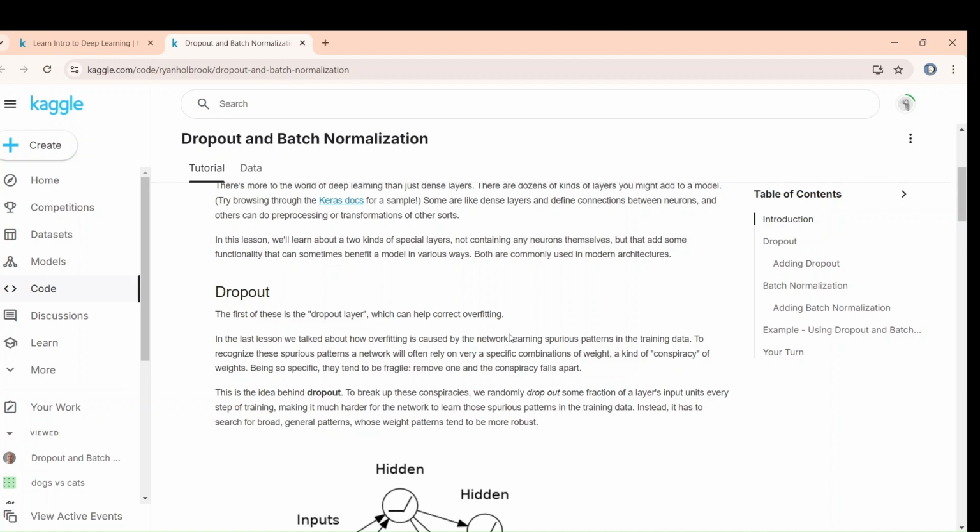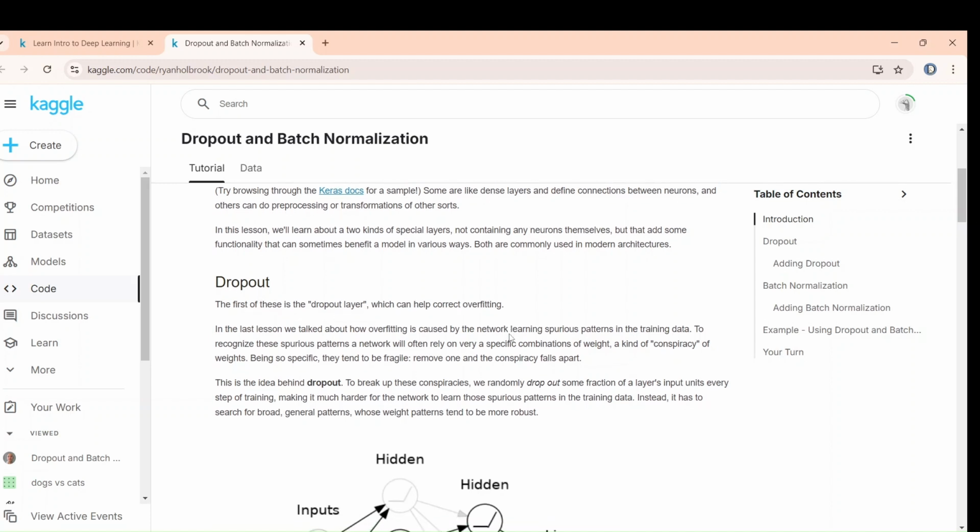But when performing on the testing data, it has not seen the data. It has not captured the real meaning of the data, the real pattern of the data. So it is unable to perform. That is overfitting. Now to prevent overfitting, we used early stopping. You remember. But another way is to use the dropout layer.